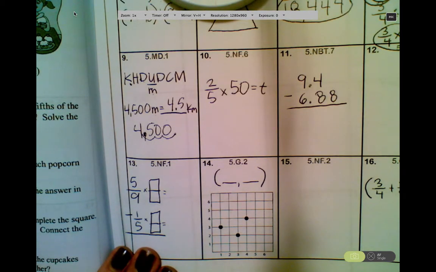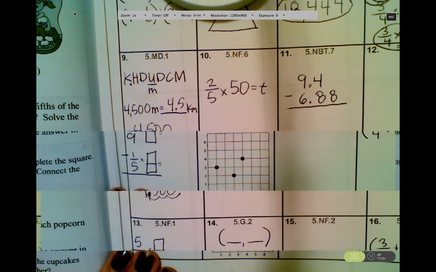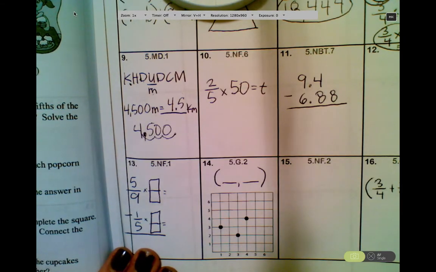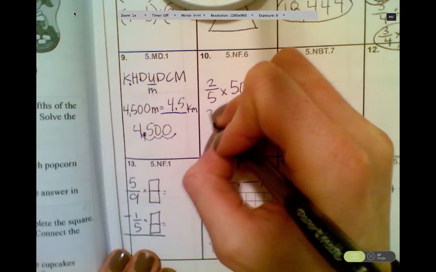Number 10. Alexia's accessory boutique received a shipment of 50 ties. 2/5 of the ties were hot pink. How many hot pink ties were in the shipment? Solve the equation. And they give you the equation. 2/5 times 50 equals T. But you guys would have known that because it said 2/5 of the ties. And we know that of is multiplication. So now let's solve it.